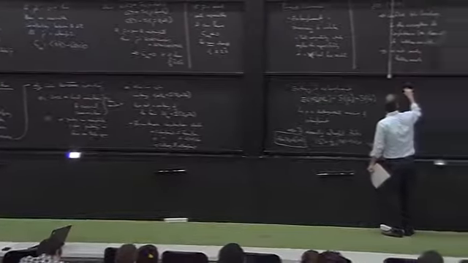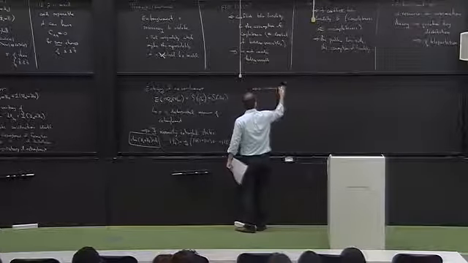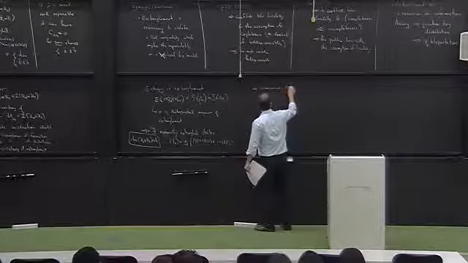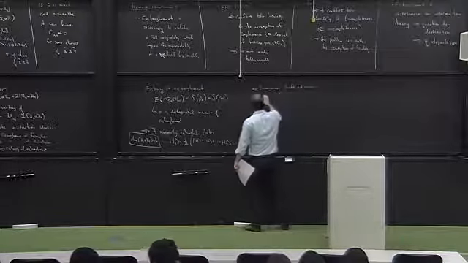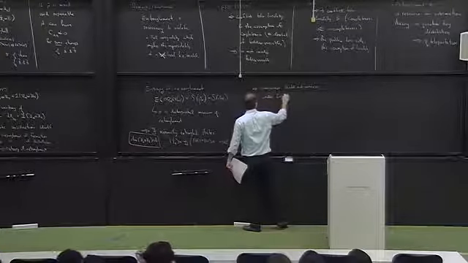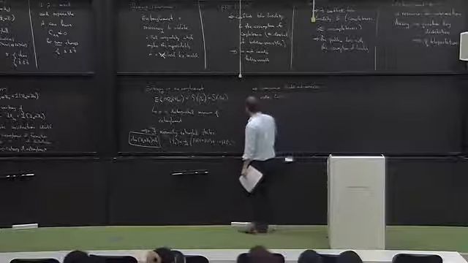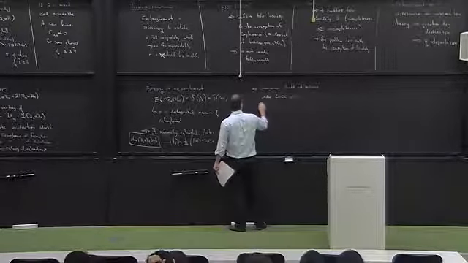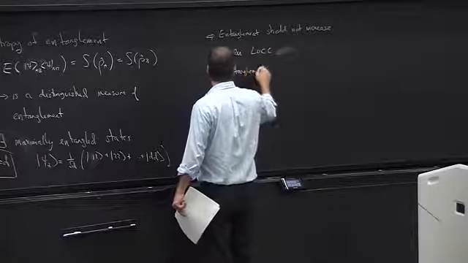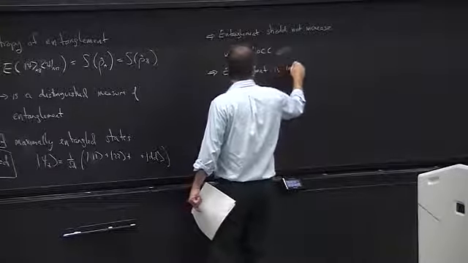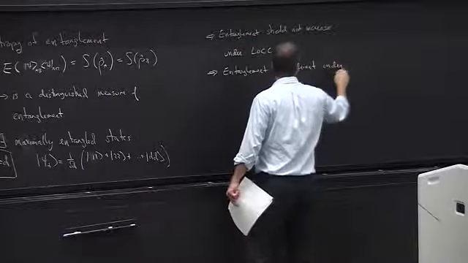so you have things like entanglement monotones, and you say entanglement should not increase under LOCC operations. Well, I guess that's implicit. And in particular, we have that entanglement is invariant under local unitary transformations.